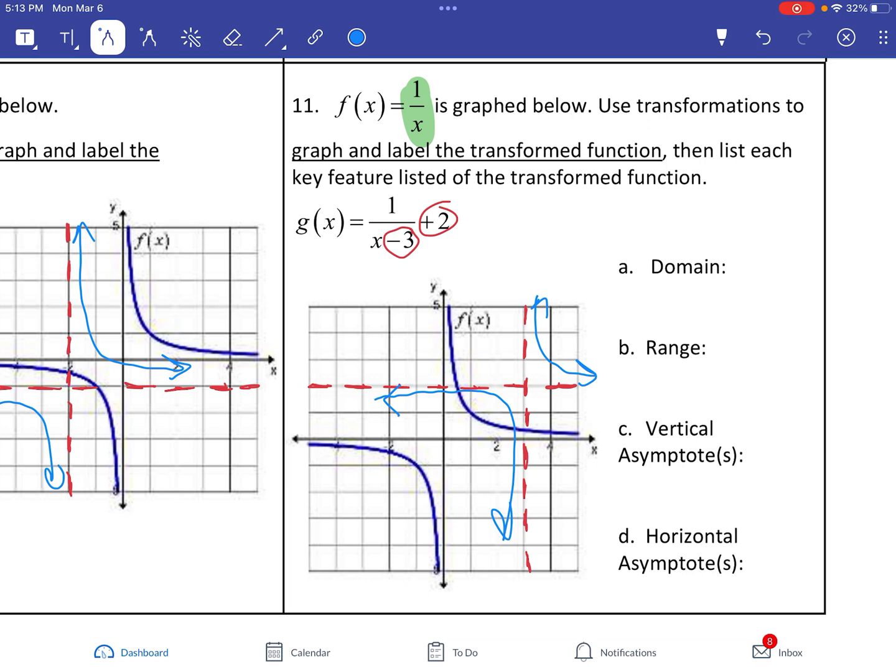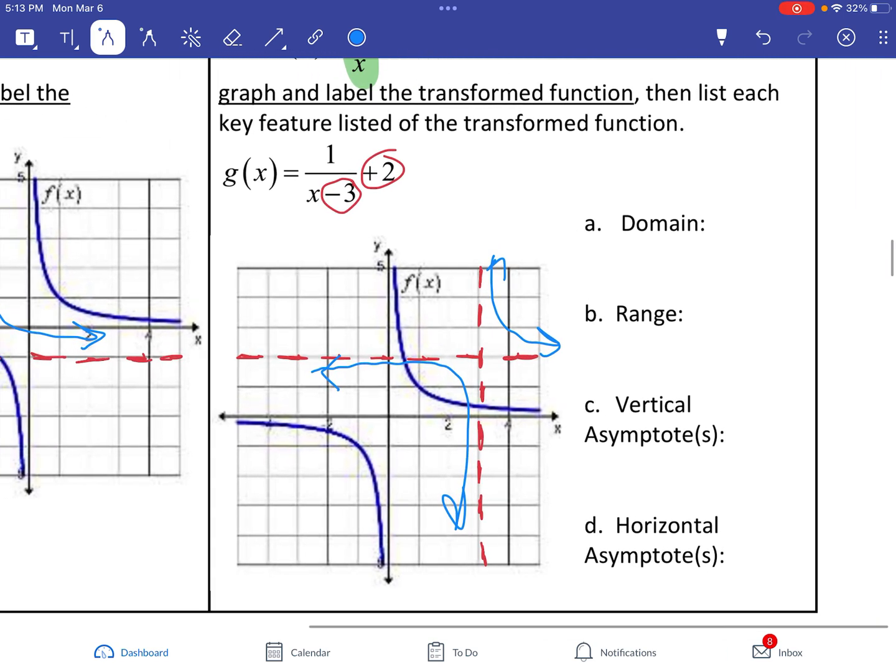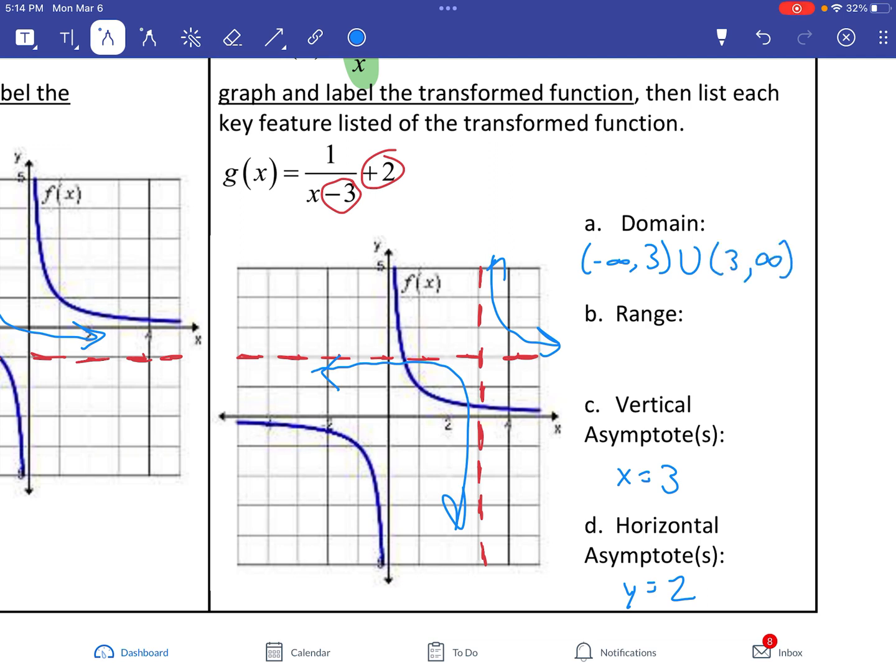Your domain and range are based on your vertical and horizontal asymptote. So I'm going to skip around a little bit. I'm going to write the vertical asymptote first. Our vertical asymptote was moved over 3 spots to the right, so that will be x equals 3. Your horizontal asymptote was moved 2 spots up, so it's going to be y equals 2. Your domain is based off your vertical asymptote, so that will be -∞ to 3. And jump over that, 3 to +∞. Your range, based on your horizontal asymptote, will be -∞ from the bottom to 2. We keep going up after 2 to +∞.